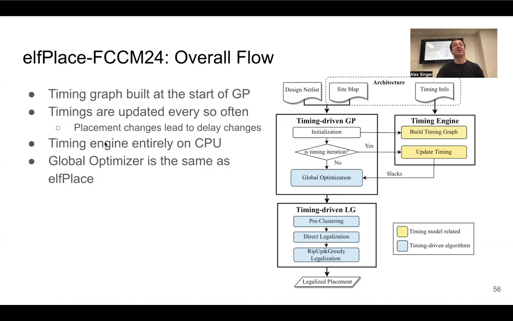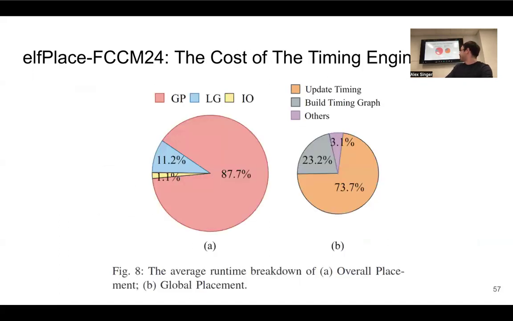Now, this is me foreshadowing the next slide. The timing engine is completely computed on the CPU, whereas global placement is on the GPU. So we can guess what's going to happen here. And the global optimizer is the same as elfPlace, so it's including the new timing term and it's computed on the GPU. So here's the slide I was alluding to.